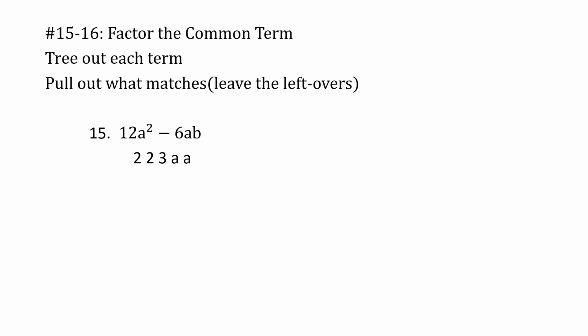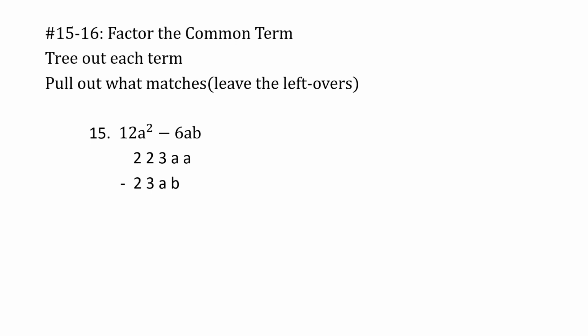When I'm dealing with variables and exponents and I break it into its prime factors, or I tree it out, I'm going to spread those letters out. So instead of writing a squared, that 2 tells me there's 2 a's, so I'm going to spread those out. My second term is minus, and then we just looked a second ago that 6 is 2 times 3, and then a times b. So for greatest common factor, we need to pull out what matches.